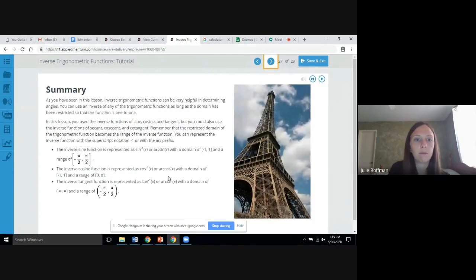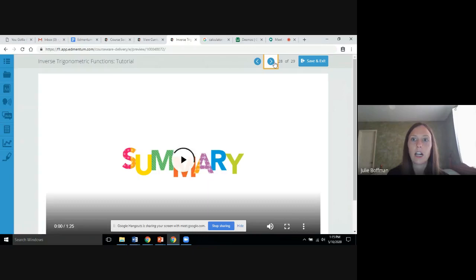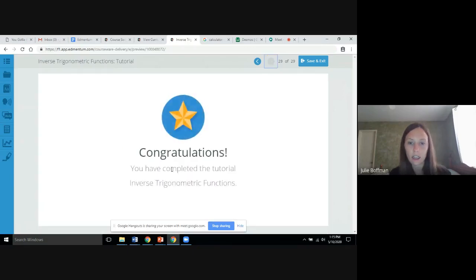So here's a summary of just reviewing those. When you're using the unit circle, basically, you have those restrictions where you're only looking in two quadrants. Sine and tangent, you're looking in quadrant 1 and 4. Cosine, you're looking in quadrant 1 and 2. And then a summary video and a congratulations.